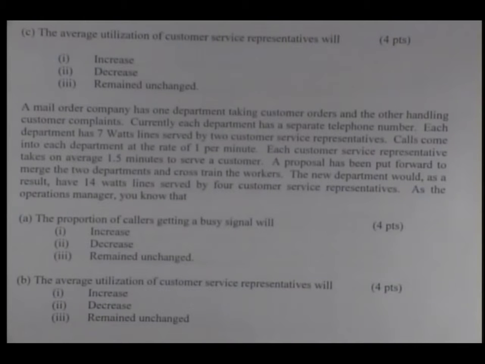Okay, so let's think about just conceptually what happens when we do that. So we've got 2 separate departments, and each department has 7 lines each, right? So when we combine up, what's the advantage? Why would we want to combine up? What's the advantage to that?